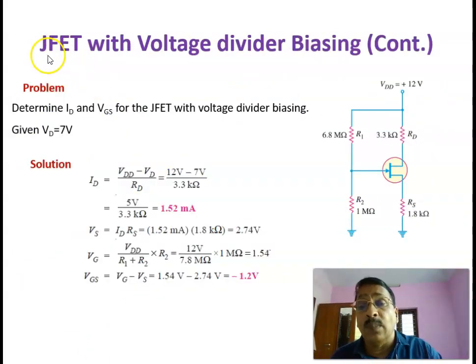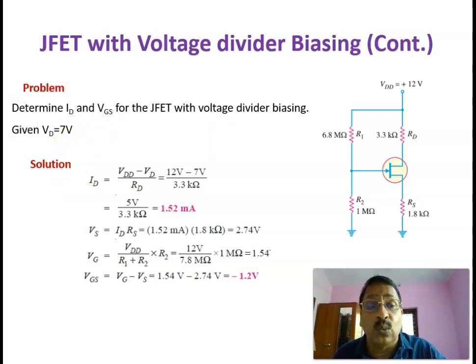Now let us see a problem of JFET with a voltage divider biasing. This is a voltage divider biasing in which the input voltage VDD is divided through two resistors. The question is to determine the drain current ID and gate to source voltage VGS for a JFET with a voltage divider biasing. Given that VD, the voltage at the drain point with respect to the ground, is 7 volt.